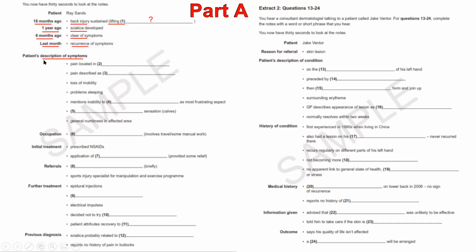Then in the next main item, patient's description of symptoms. So here we have symptoms. Pain located in which part of the body? Then pain described as, maybe an adjective. Loss of mobility, problems sleeping, then mentions inability to do something. Then here we have sensation in calves. Might be an adjective for this sensation, a word that describes this noun, maybe an adjective.